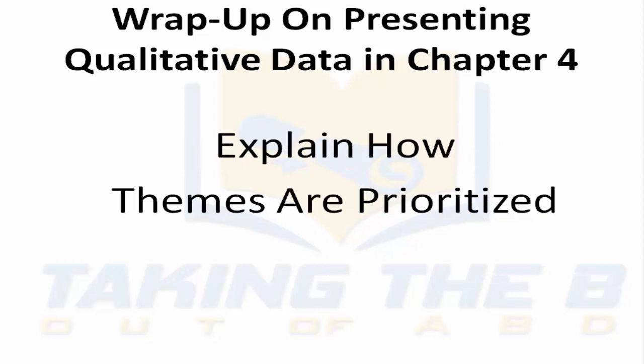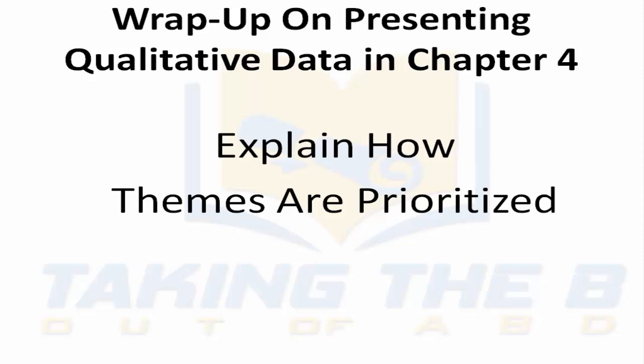Explain how themes are prioritized. As I mentioned on the last slide, often authors of a dissertation will present their chapter 4 based on the themes that were generated from the interviews. How are your themes being presented? Are they being presented because out of perhaps 10 themes that were generated, the first theme that you're going to relate to had perhaps 16 of 18 people that related to something, and theme number 2 had perhaps 13 of 18 people, and theme number 3 maybe 10 of 18 people, and they're prioritized by frequency.